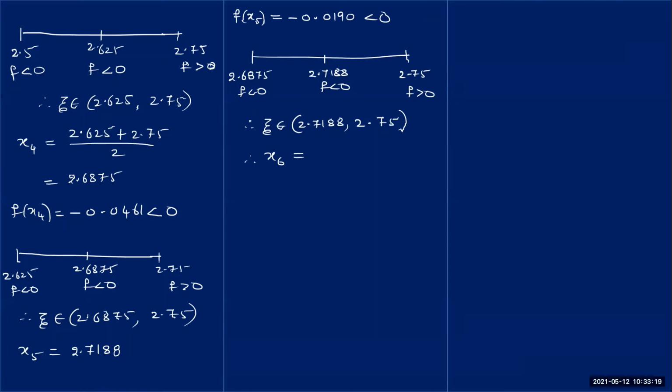When I calculate x6, it is the average of these two numbers, and I got it as 2.7344. Now if you compare x6 and x5, yes, one digit after the decimal point is the same, which means at the end of x6 we got one decimal accuracy, right? So since we got one decimal accuracy, we can proceed further easily. We can try till we get 3 decimal accuracy. So I'm just calculating the function value at this x6.